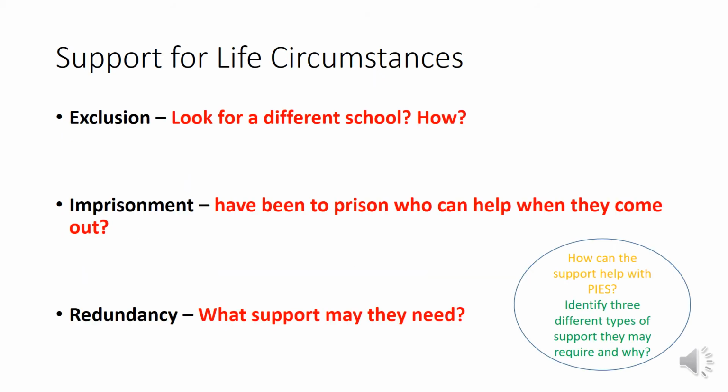So the last thing we need to do, year 10, is look at support for life circumstances. There's certain things in our lives that we do or go through and they are classed as life circumstances. So there are three on the board here. We've got exclusion, imprisonment and redundancy.